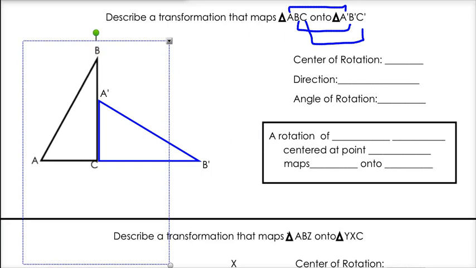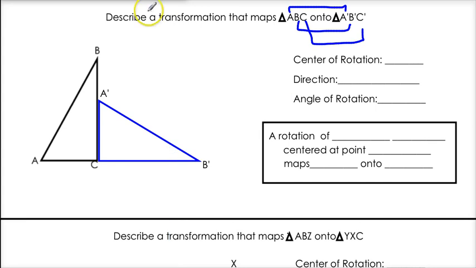So instead of rotating first, let's make a prediction, all right? Let's try it and see if it works. So our center of rotation is C, right? If I rotate this around C, that's a good place. I don't want to rotate around B. I'm going to rotate around point C. In this case, I'm going in this direction. I'm going to the right. So that is a clockwise rotation. And the angle of rotation is, it looks like I have to turn it once. So that's going to be 90 degrees. Okay, 90 degree rotation.